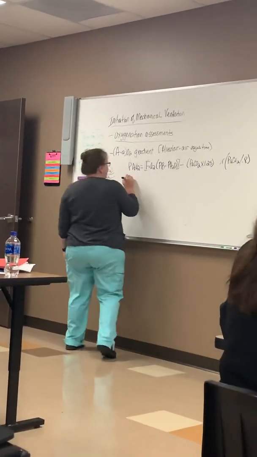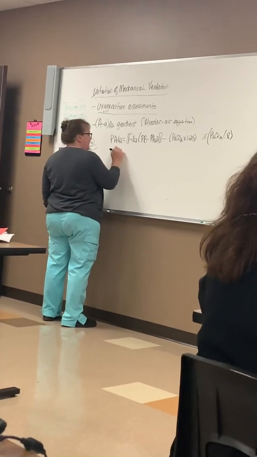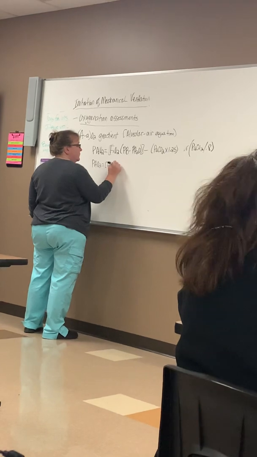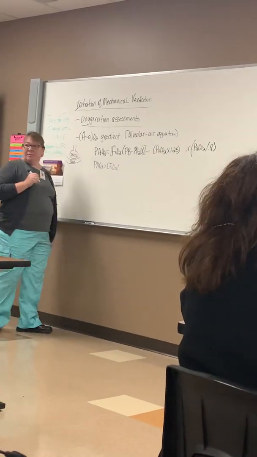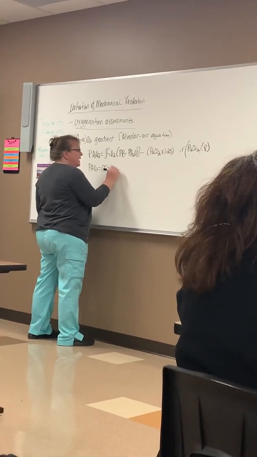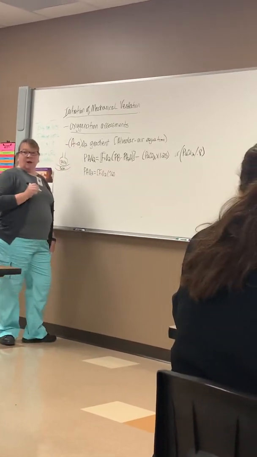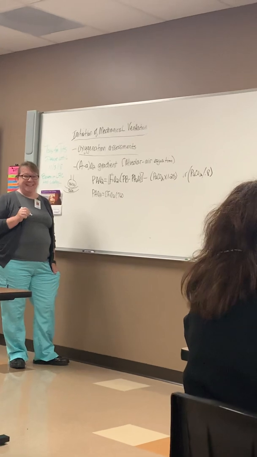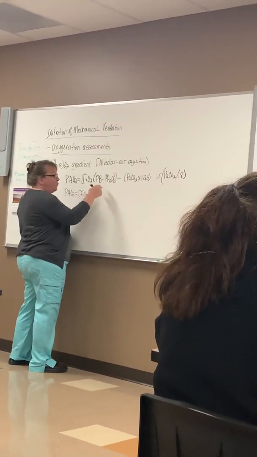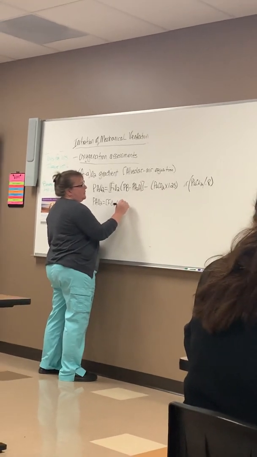So if we took this and broke it down to make your life a little easier and keep your head from hurting, what's the barometric pressure in most places? 760. So unless you're in Denver or underwater, the barometric pressure is going to be 760. The partial pressure of water is a constant. It's 47.